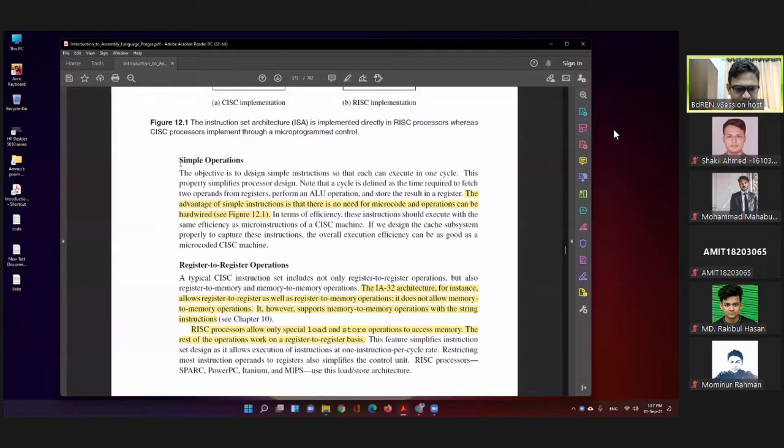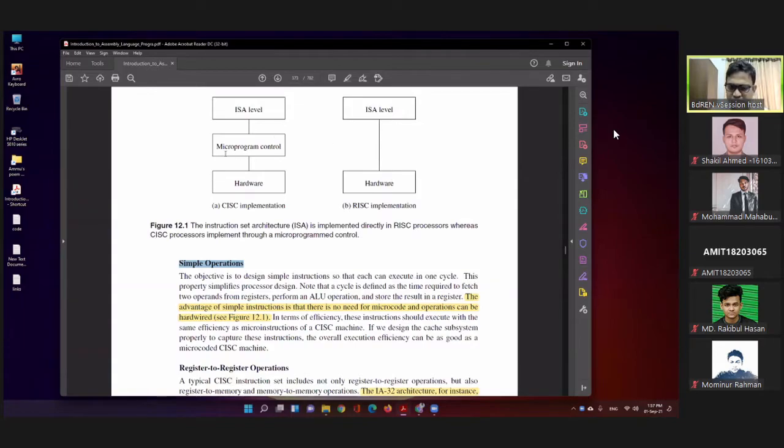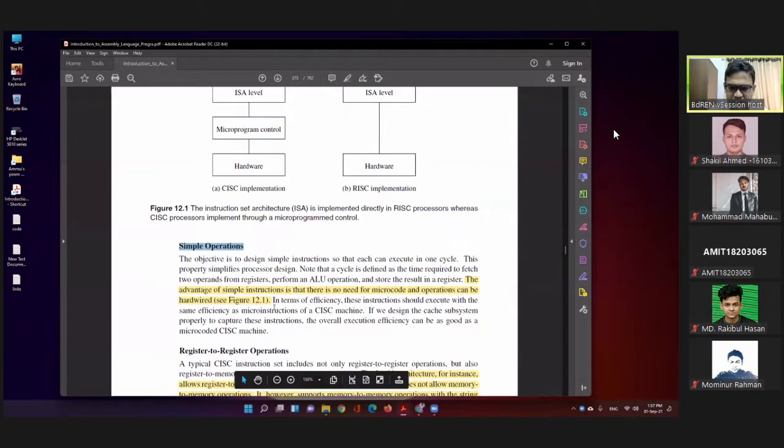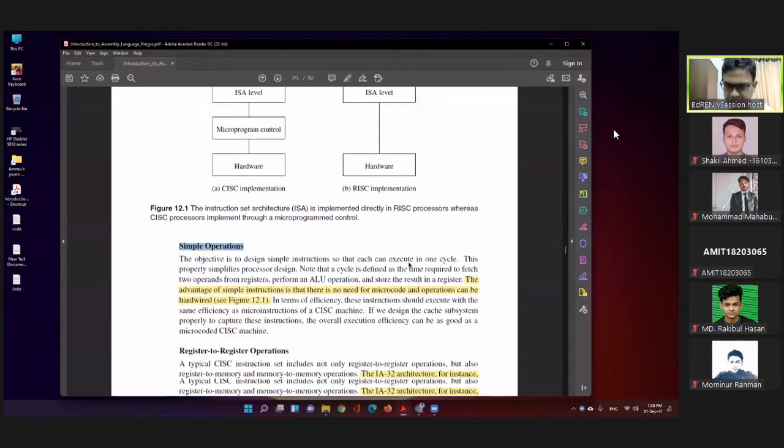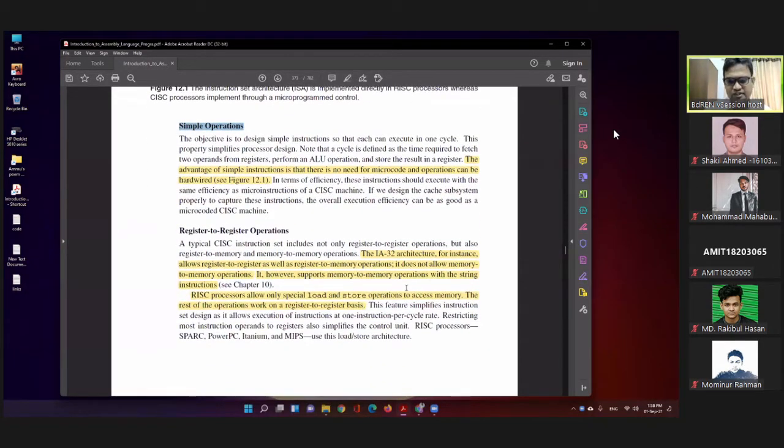First of all, the simple operation, of course, we already have discussed that it is simple. If you compare these two things, CISC and RISC, it is simpler than this one, right? So that's what they have discussed here, see figure 12.1. So we know that it's a simple operation. Register to register operation. We also know that the CISC types of processor use the memory, and the RISC types of processor are using registers, right? So in most of the tasks in these types of RISC processor, they're using the register to register operation.